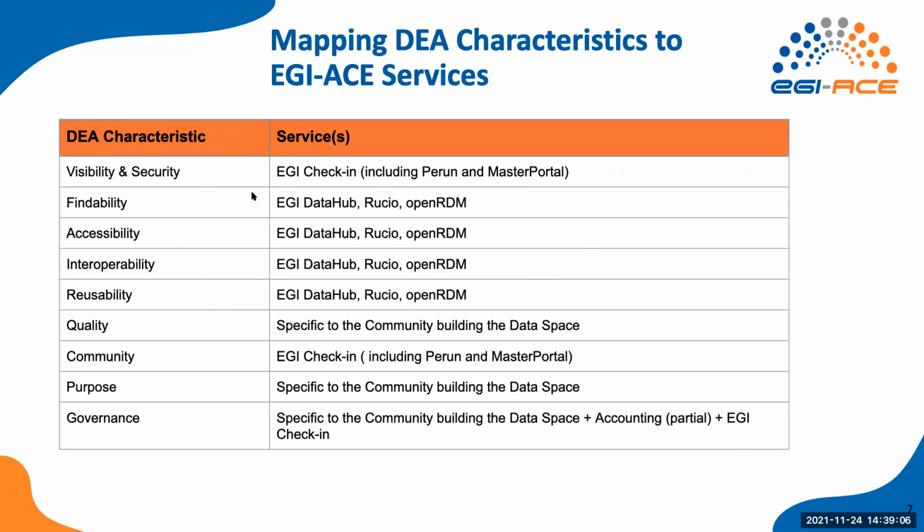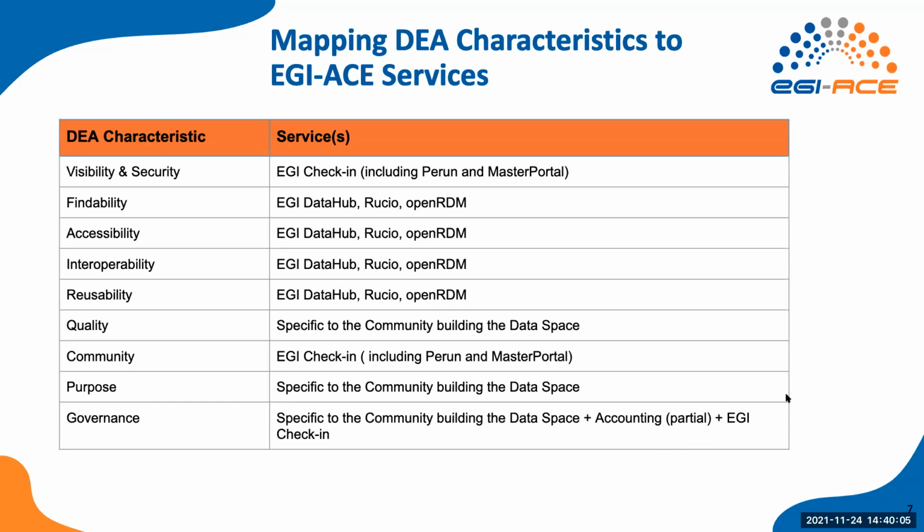The characteristics of findability, accessibility, interoperability, and reusability are mainly delivered by the federated access services, so Data Hub, Rucio, and OpenRDM. Then characteristics like quality and purpose are specific to the community in the data space. The community aspect, again, is implemented by Check-in. And the governance, of course, is set up by the community that's built in the data space. Plus, some part of it is delivered by the accounting component in AGIS and AGIS Check-in, because governance also requires understanding who accesses the resources, and audit. So this is delivered also via accounting.